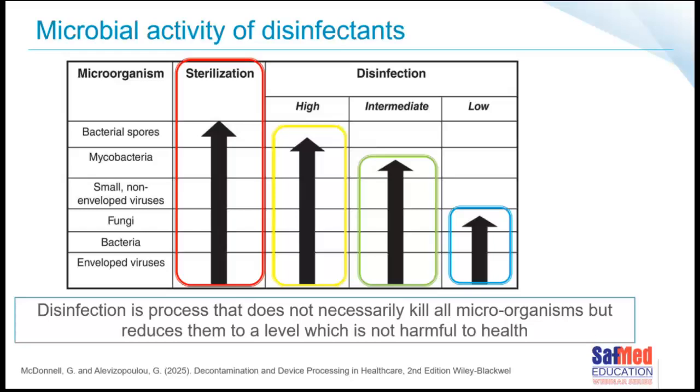Because there's a difference, as we said. When we're sterilizing our devices, of course, we are killing all viable microorganisms, including bacterial spores. When we're using high-level disinfection, we're hoping that if we do it effectively, that we have killed all microorganisms and some bacterial spores. And of course, then we have low and intermediate disinfection. Disinfection is therefore going to be a process that does not necessarily kill all microorganisms, but reduces them to a level that is not harmful to health, a generic description of disinfection.